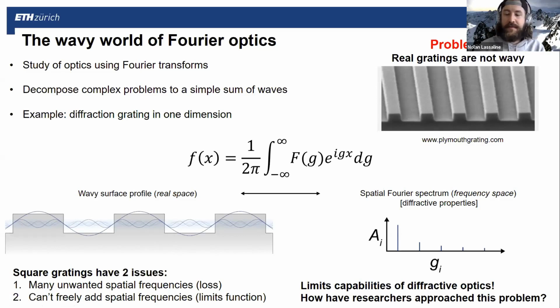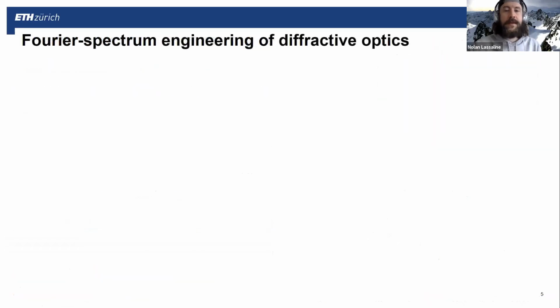And so ultimately, this is a limitation that is making life difficult for researchers when they try to design diffractive optics. But of course, researchers are clever. So how have they approached this problem in the past? And this is actually a field of its own, and there's not enough time to go into all the details, but basically we can call this Fourier spectrum engineering of diffractive optics.